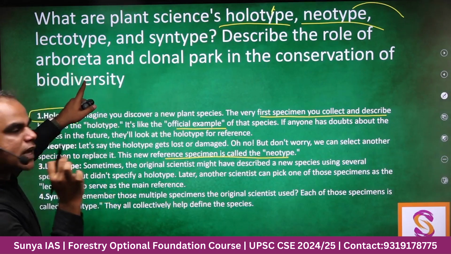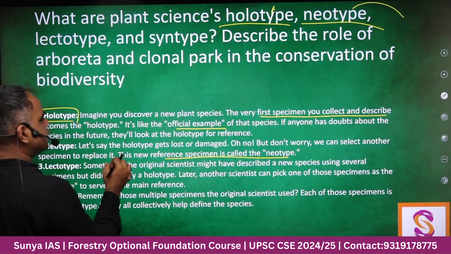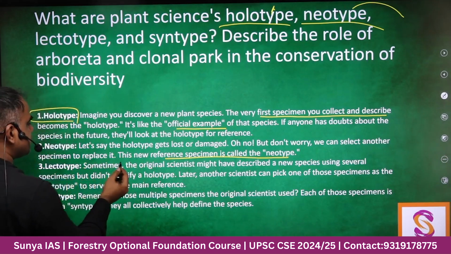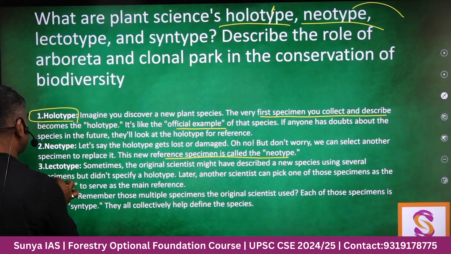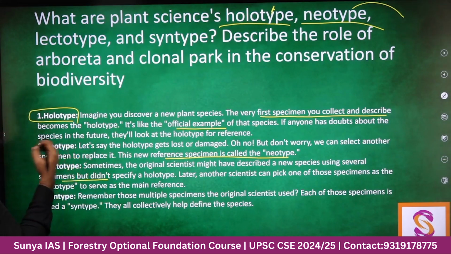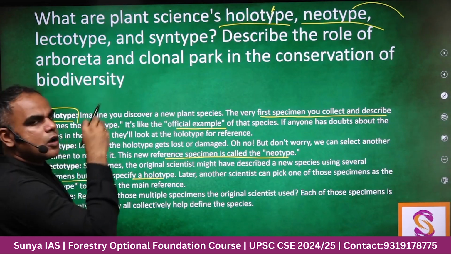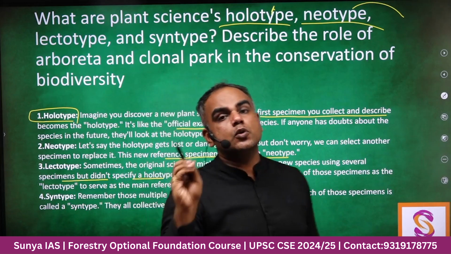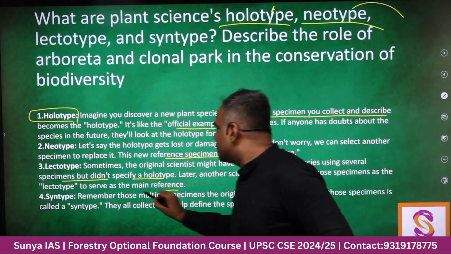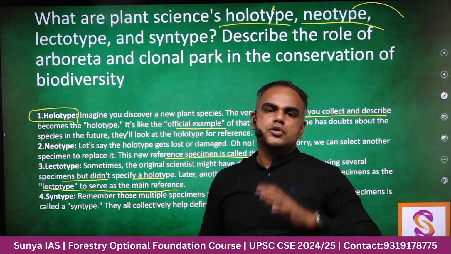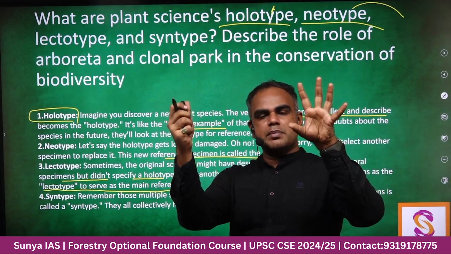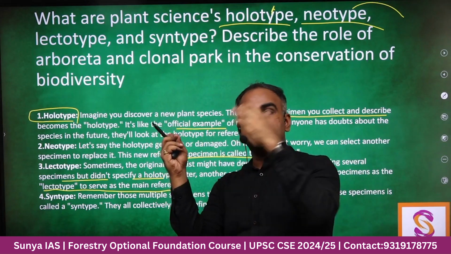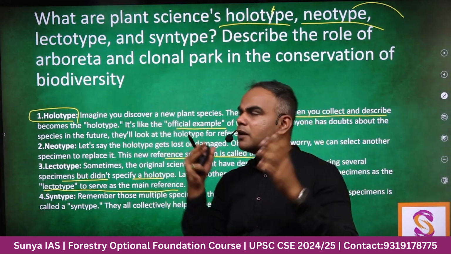Then you have the lectotype. Sometimes the original scientists described a new species and used a lot of specimens, but they did not specify the holotype. Then one of those specimens can be used as a lectotype, which becomes the main reference. So you have the holotype, the original specimen. If this gets damaged or lost, you create a neotype. And if no holotype was specified, you can designate a lectotype.